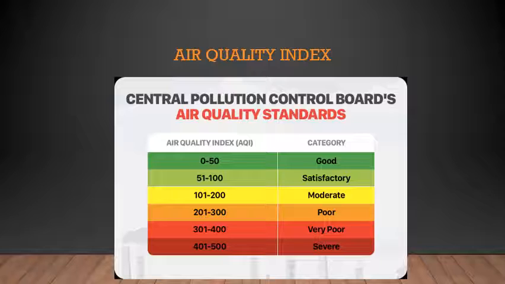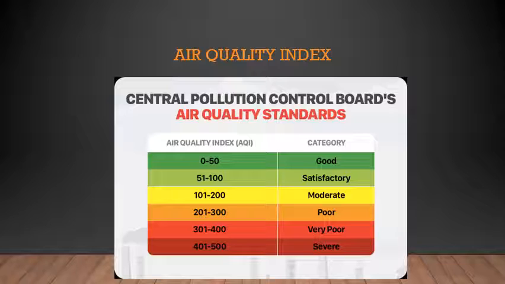If the indicator shows 0 to 50, that means the air quality is good. 51 to 100 means it is satisfactory. 101 to 200 means it is moderate. 201 to 300 means it is poor. 301 to 400 is very poor, and 401 to 500 is severe.